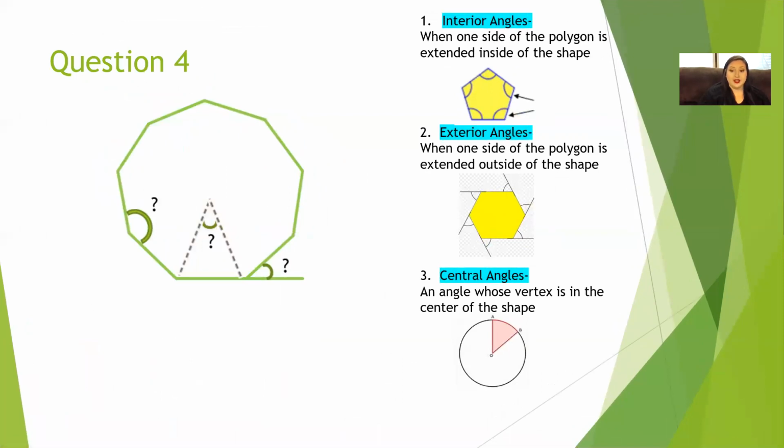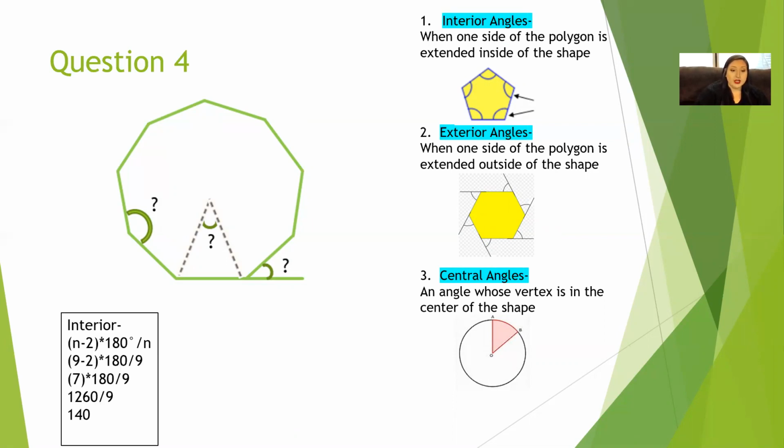Question 4 is wanting us to find the angles again. This whole lesson basically is about angles. With this one, we're going to start with the interior angles, which we have stated just before, which is one side of the polygon is extended inside of the shape. Exterior angles are one side of the polygon is extended outside of the shape. And central angles, which is an angle whose vertex is in the center of the shape. As you can see, we have an example of each of these in this question.